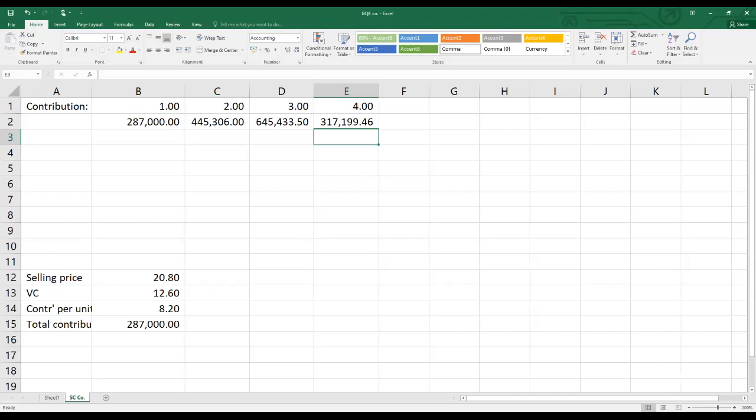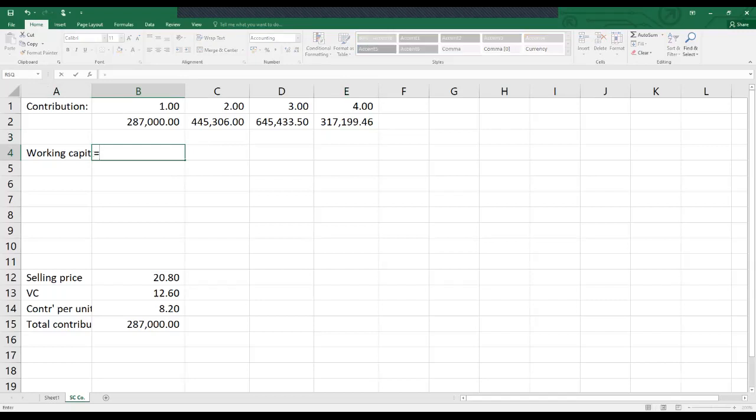There's no fixed cost. Working capital is in the second last paragraph. The production and selling increase working capital, which will be 7% of the revenue. So working capital for each year will be 7% of the revenue for that year.